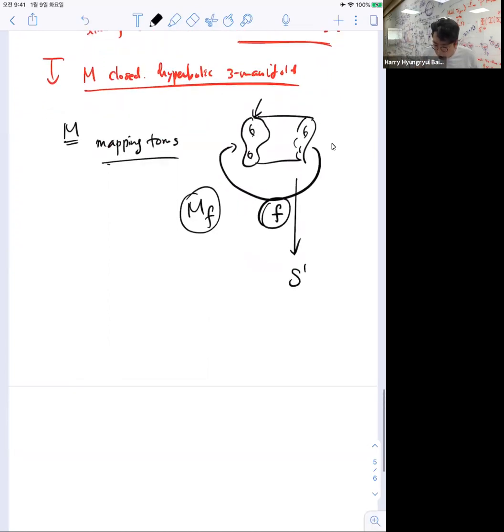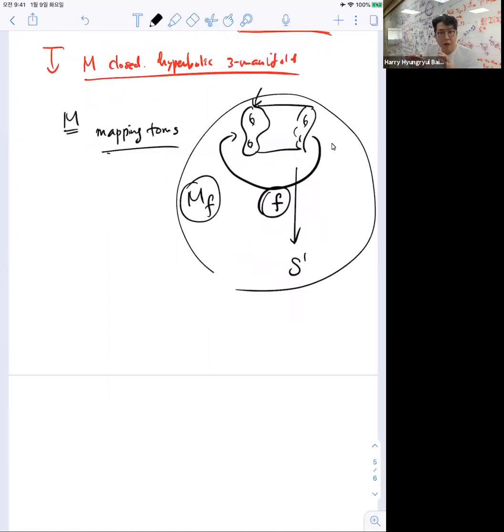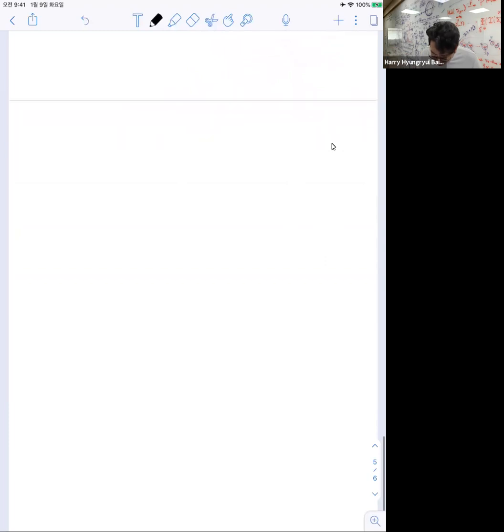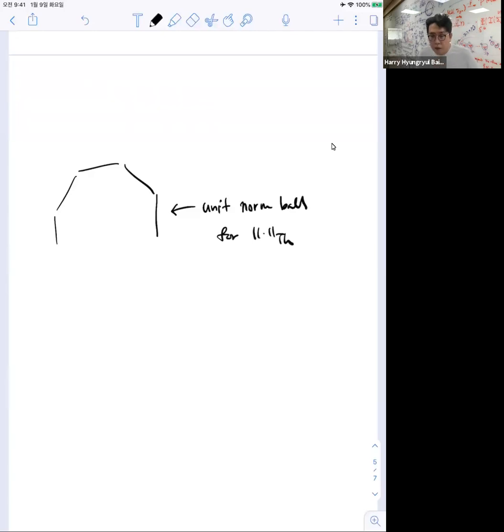So in this case, the fibration map from M to S1 will give you some first cohomology class of M. So the question Thurston asked is: if we a priori know M can be represented as a mapping torus, which primitive cohomology classes of the 3-manifold M correspond to fibrations over the circle? And what he showed is very interesting. First of all, the unit norm ball for the Thurston norm is a rational polytope.